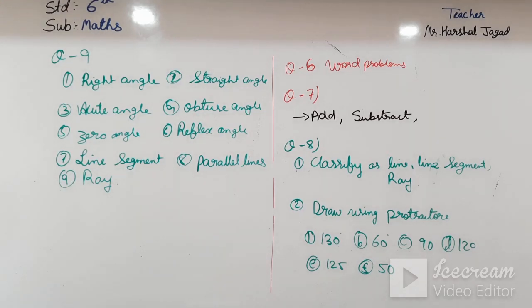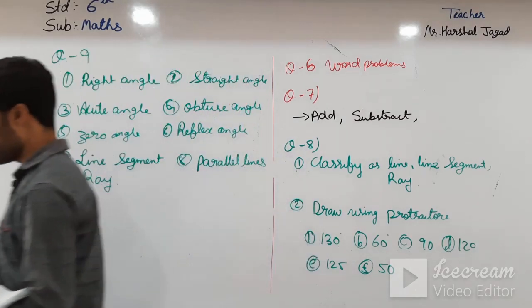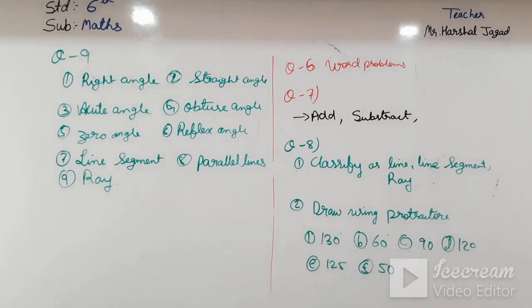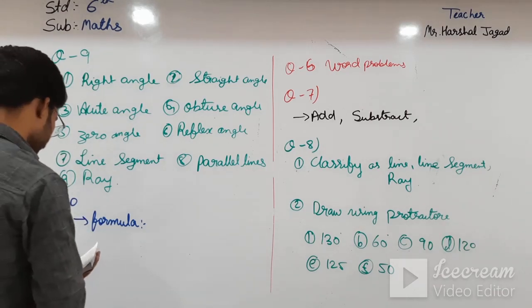So you have to learn this much definitions only for question number nine. And the last question, that is question number 10, word problems. So from that, which can be asked? So from word problems, we know that in chapter number 3, that was HCF and LCM. See here, in question number 10, the last question which I am just writing over here, so question number 10, that will be asked according to the formula of HCF and LCM.